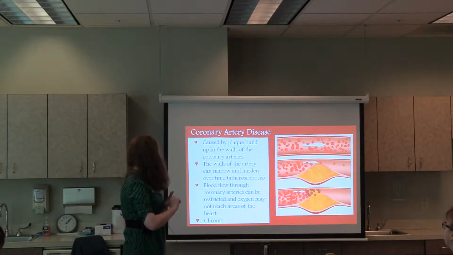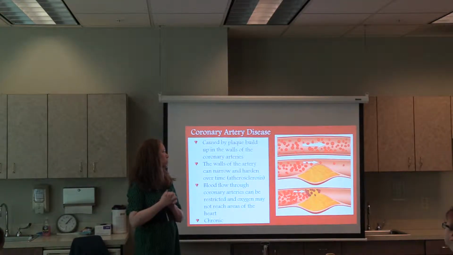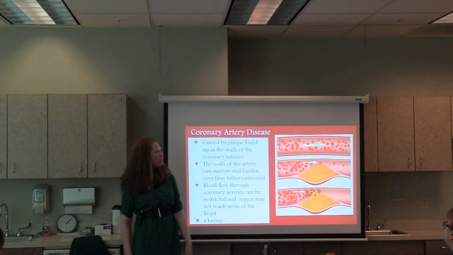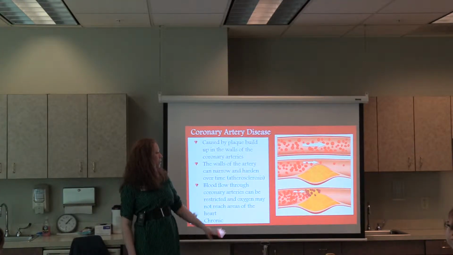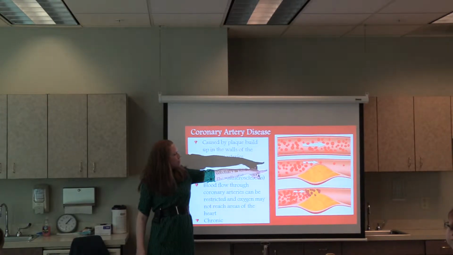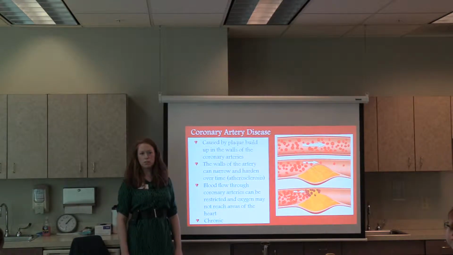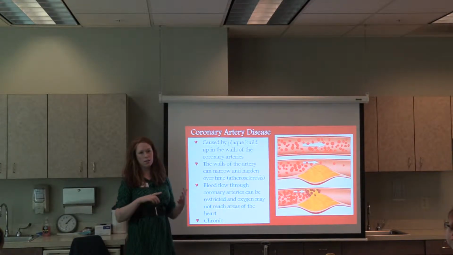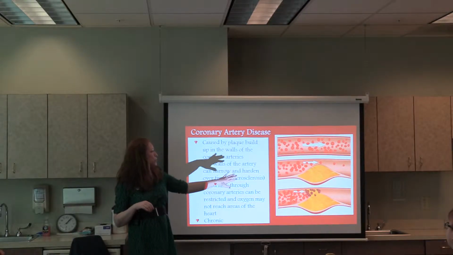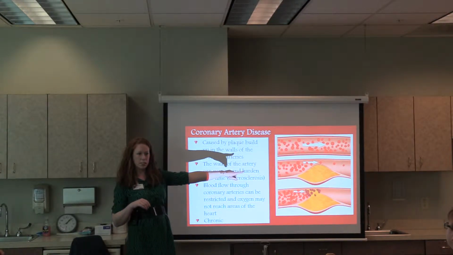Okay, so our first disease, coronary artery disease. These are our beautiful coronary arteries. In a perfect world, blood flows perfectly. There's nothing hanging out on the walls of the arteries. This is showing atherosclerosis. It is a build-up, generally, of lipids, cholesterol, and fatty tissues on the walls of the artery, and it can narrow and harden over time. So blood flow is starting to get restricted at that point.